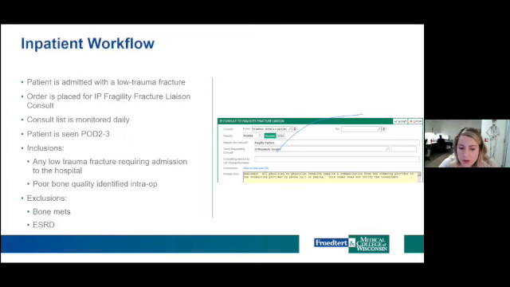And then also what we've been doing is taking consults from our orthopedic team when they are identifying poor bone quality intraoperatively, even if it is a more high velocity fracture, it's something that they'd like us to look into. And oftentimes we do find that there's something that we're able to help manage for that patient. The only true hard stop exclusions that we use for our FLS criteria are bony metastases and end-stage renal disease, and those are for pretty obvious reasons.